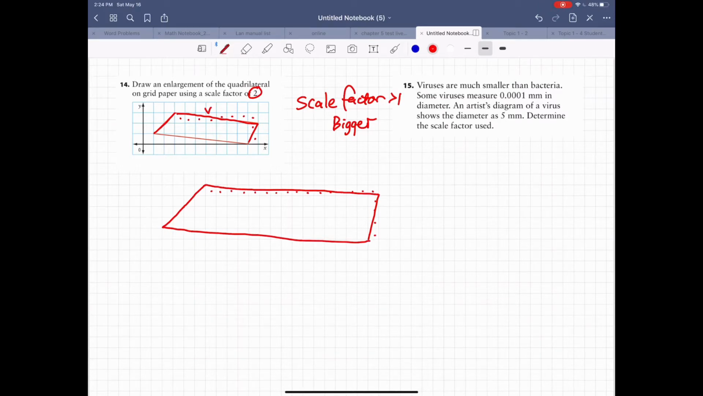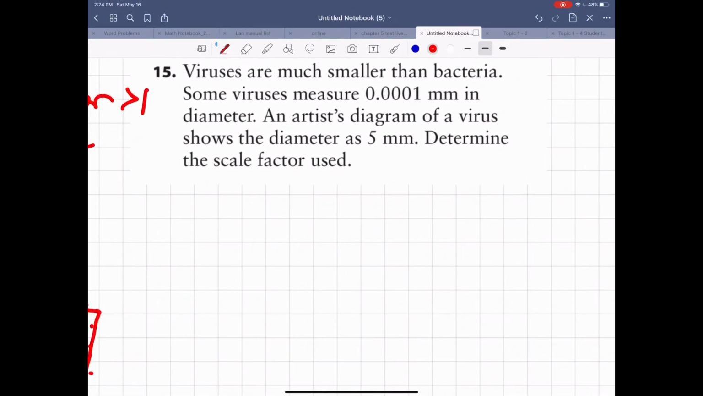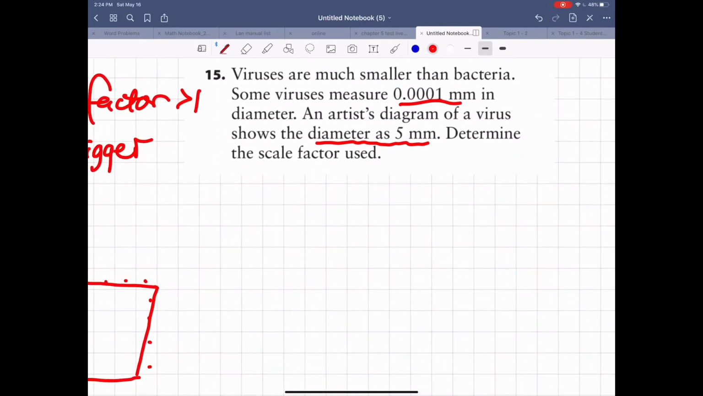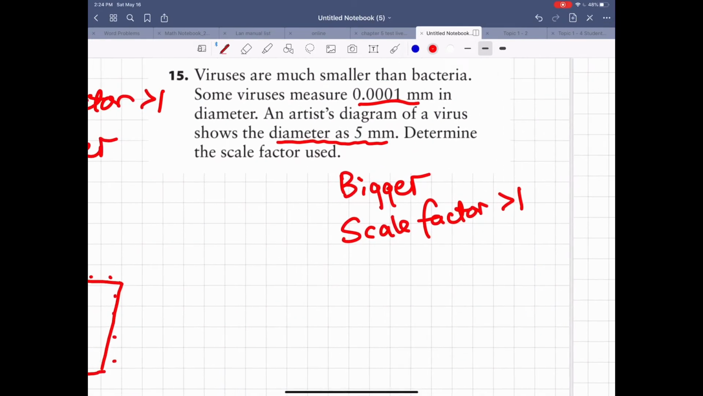So this one here: viruses are much smaller than bacteria. Some virus measures that size in millimeters in diameter, and the artist's drawing is showing a diameter of 5 millimeters. So basically, they're asking you the scale factor. The artist is making it bigger, so the scale factor must be bigger than 1. So the answer you get should be bigger than 1.